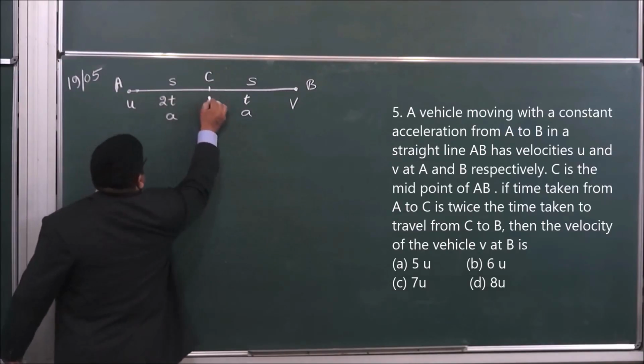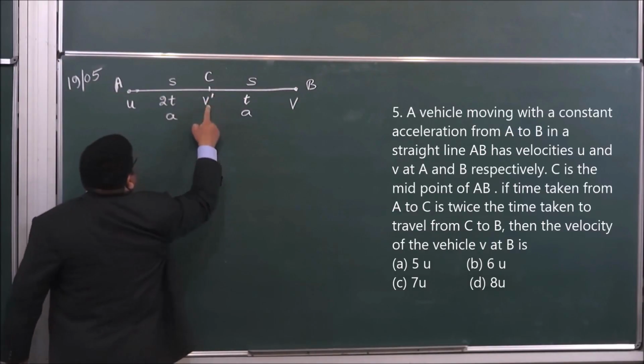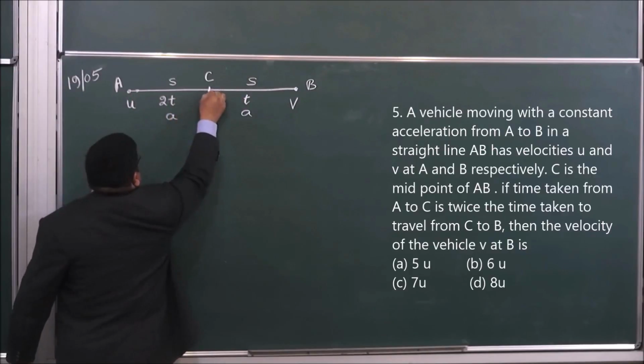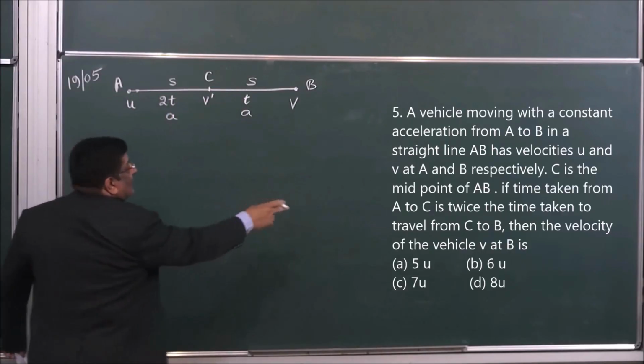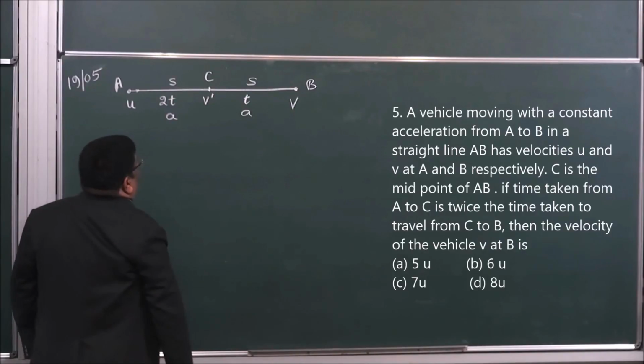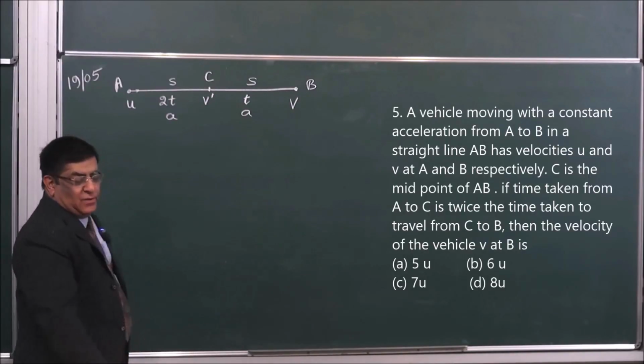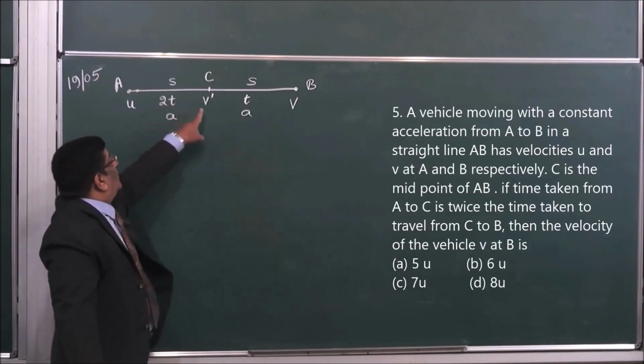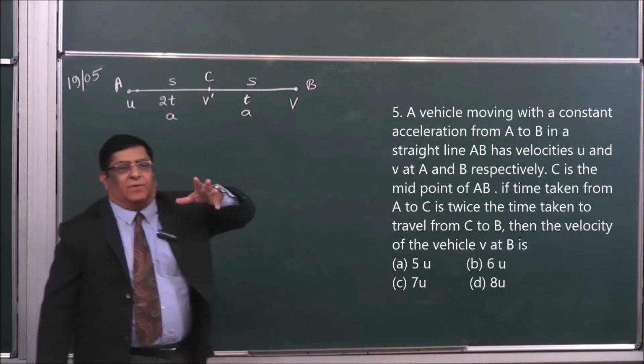Here we have to find out V dash, that is the velocity of this vehicle at this point. How much is that? There are 4 options given. So we have to calculate this value. Now, if we want to find out this value, how to think about it?